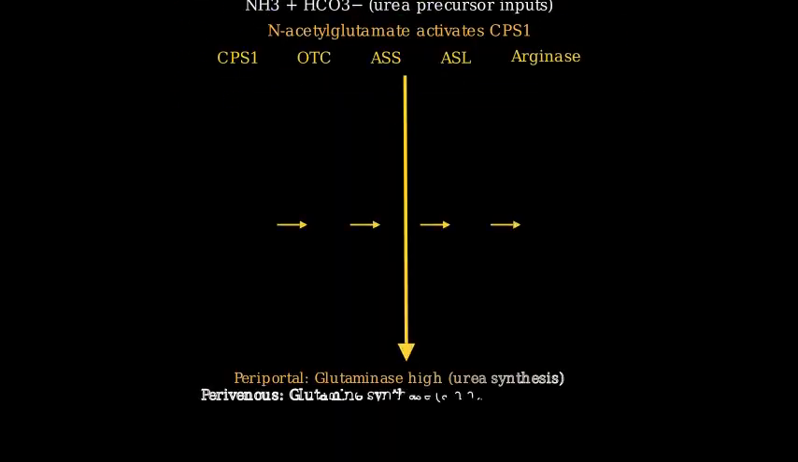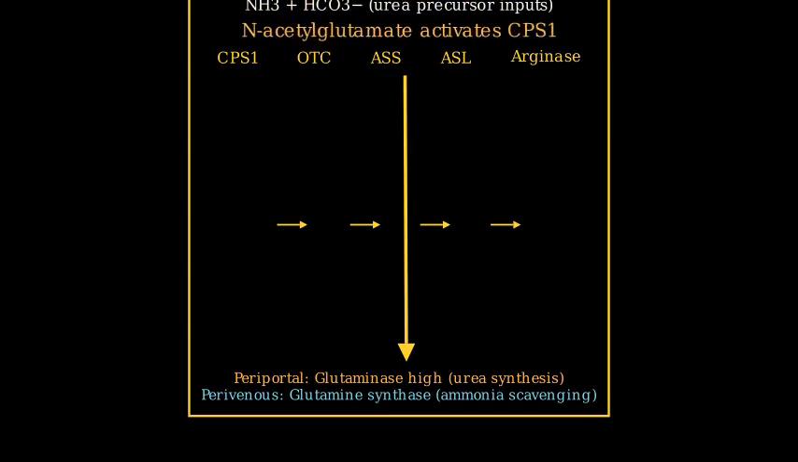Surplus nitrogen cannot be left as free ammonia. The liver converts it to urea in periportal hepatocytes through 5 steps: CPS1, OTC, ASS, ASL, and arginase. And acetylglutamate activates the entry step. Downstream, perivenous hepatocytes buffer ammonia by synthesizing glutamine. This zonation lets the body balance urea formation with ammonia handling.